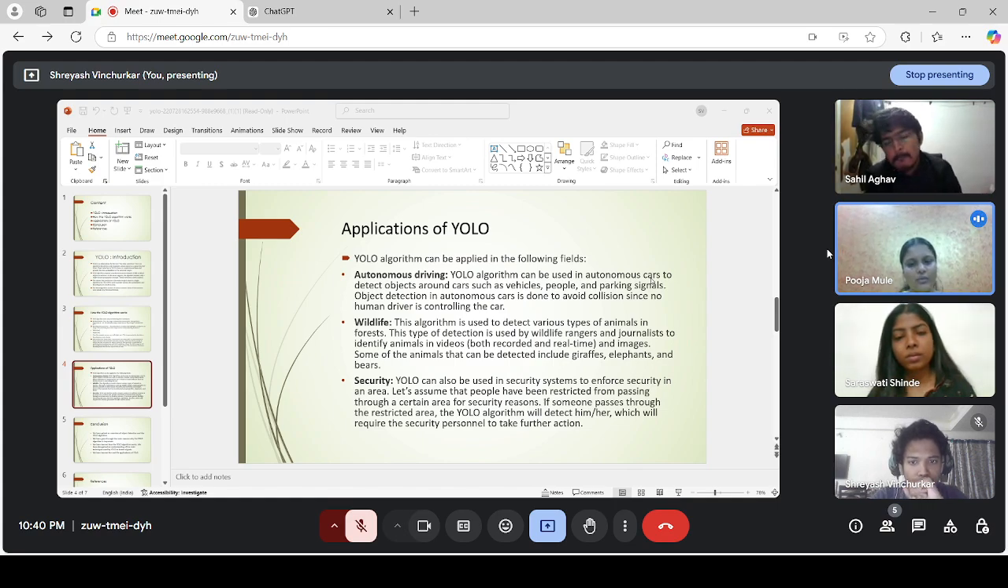The main importance of YOLO in this application is, since the human driver, YOLO helps avoid accidents by detecting the reaction to the object quickly.